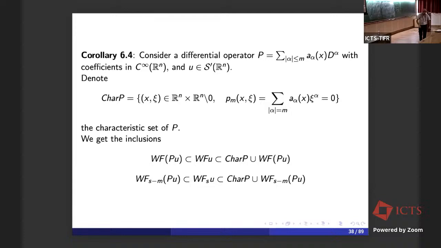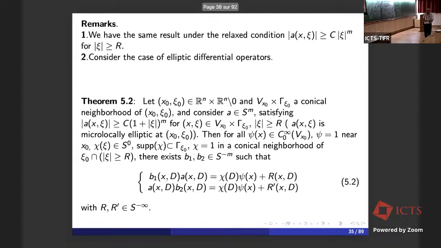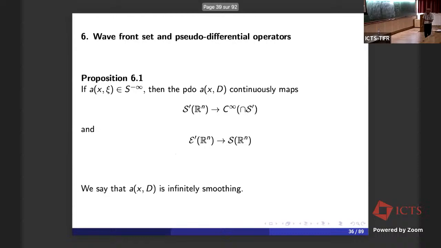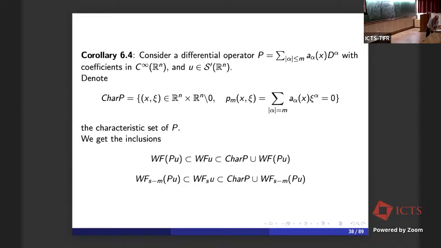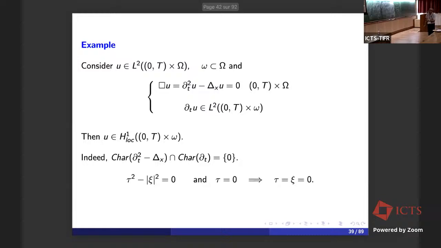Because you can take the bracket, it works. And the same, of course, holds for the Sobolev wavefront. Here you just have to see the order of gain. If P is of order m, you have a gain of m. Okay. Well, this is the example I talked about.